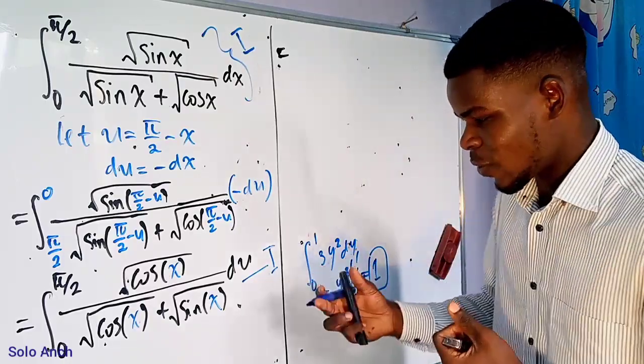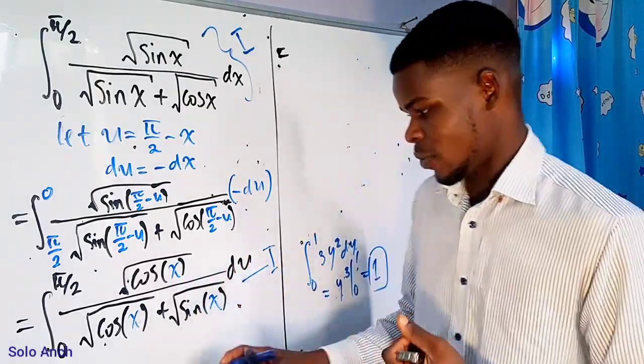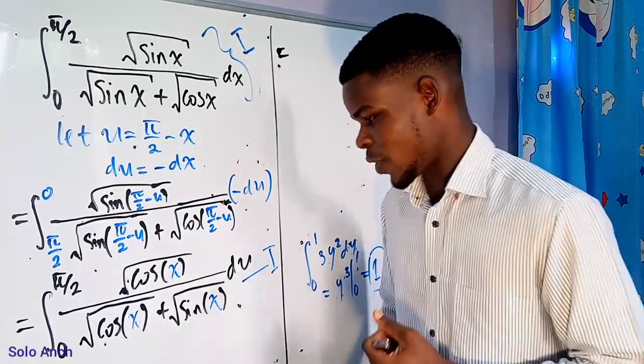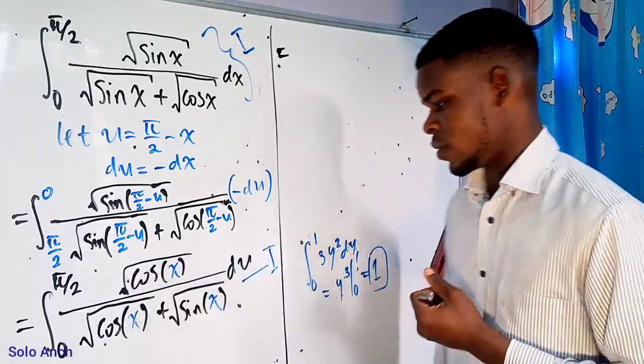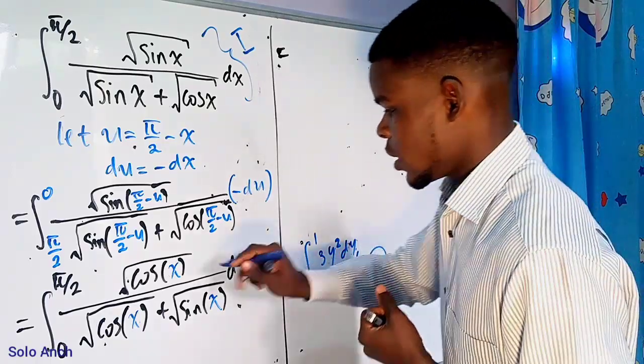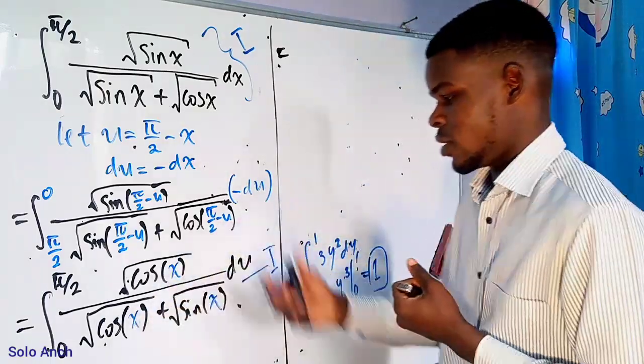So the x and y or u doesn't matter because we're dealing with definite integrals. They are just dummy variables. Changing them will not change the result of the integral. So what that tells us is that where I used u, I can change it to x anywhere.